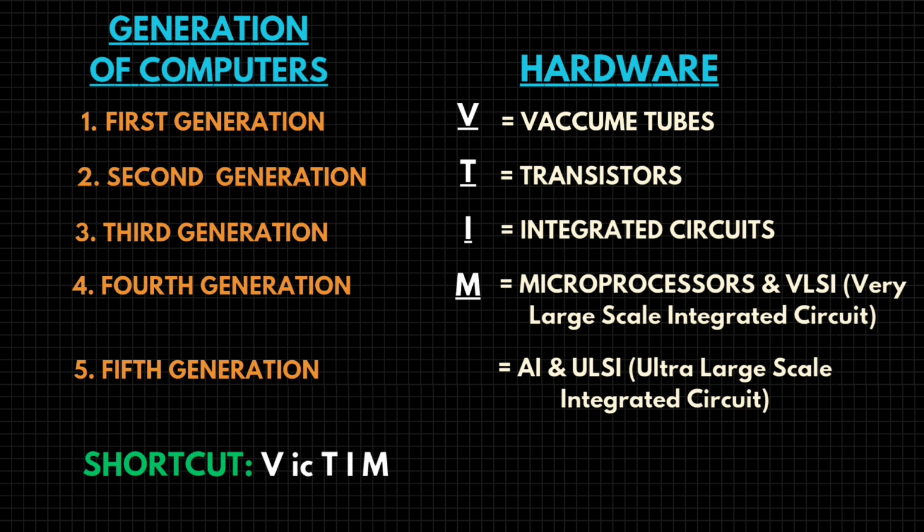The shortcut to memorize this hardware is very simple: VTIM. V for vacuum tubes, T for transistors, I for integrated circuit, and M for microprocessors. AI we don't need to memorize because we are using it at present. And presently we are living in the fifth generation phase of computers. So these are some of the shortcuts and important topics for generations of computer.